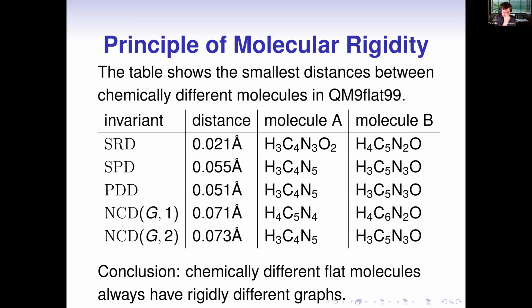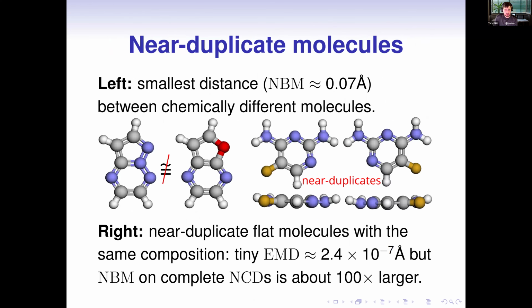And in this slide we basically show the smallest distance at which we find different molecules. For distances smaller than that, we always have the same compositions, and this is the smallest distance at which the differences occur. So when the distance is large enough, then we always have different molecules. We have experimentally verified this, and here's an example.